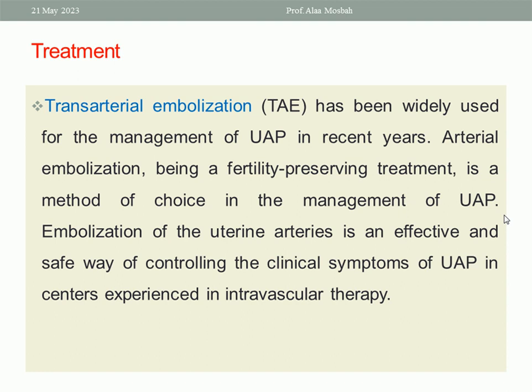So let us go to the treatment. The first line treatment is transarterial embolization. Has been widely used for the management of uterine artery pseudoaneurysm in recent years. Arterial embolization, being a fertility preserving treatment, is a method of choice in the management of such a lesion. Embolization of the uterine arteries is an effective and safe way of controlling the clinical symptoms of uterine artery pseudoaneurysm in centers experienced in intravascular therapy. Of course, we are dealing with such a condition as a teamwork with interventional radiology.